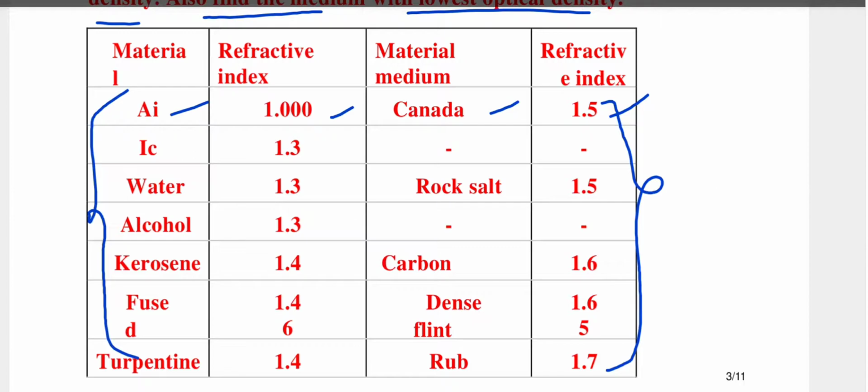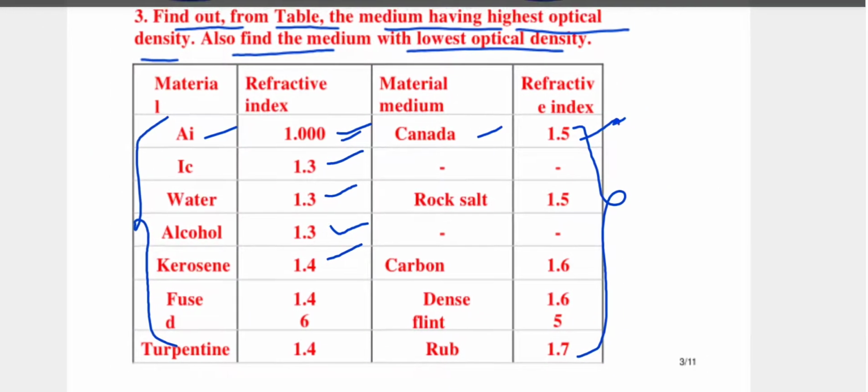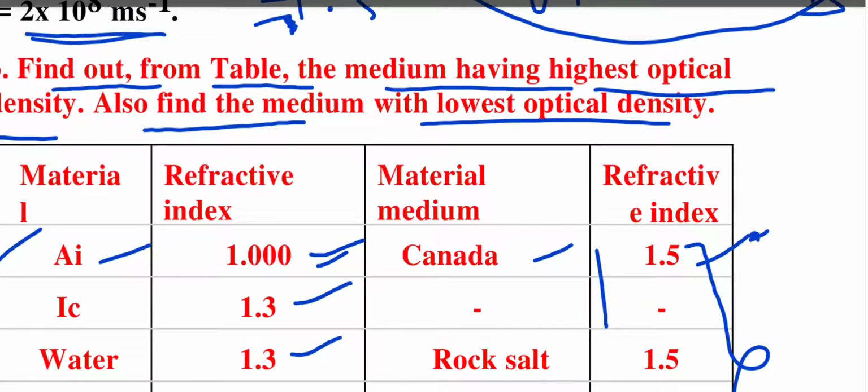So you can see refractive index of air is 1, ice is 1.3, water is 1.3, alcohol is 1.3, kerosene is 1.4. Likewise they have given refractive index of medium. Okay, so question here is medium having highest optical density.